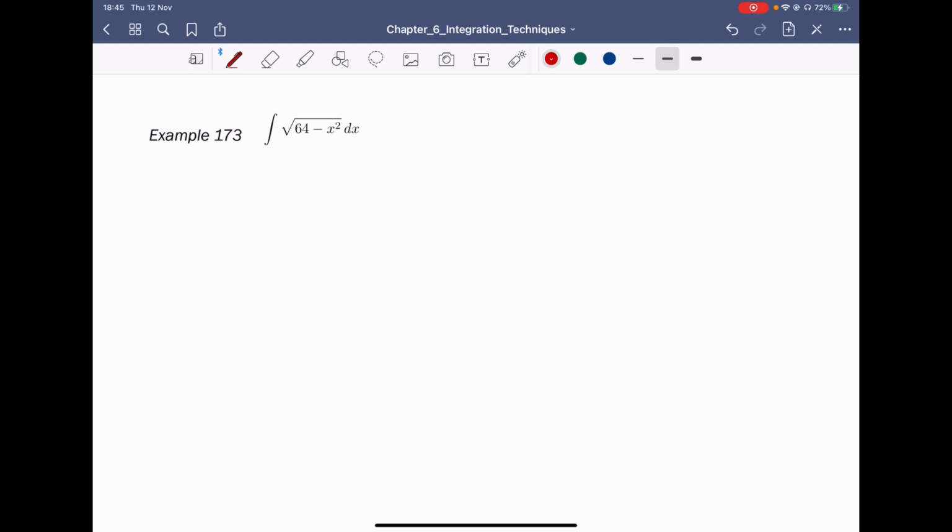173. So for example 173, you can see that here we have the square root of 64 minus x squared. So we are going to use the trigonometric substitution, right? Because this leads us to something that we can do a trig sub for sure. All right, so because the form that we have is 64 minus x squared, this is the same thing as 8 squared minus x squared. Well, this suggests us to choose, when you have a squared minus x squared, you're going to choose x equal to a times sine theta, right?